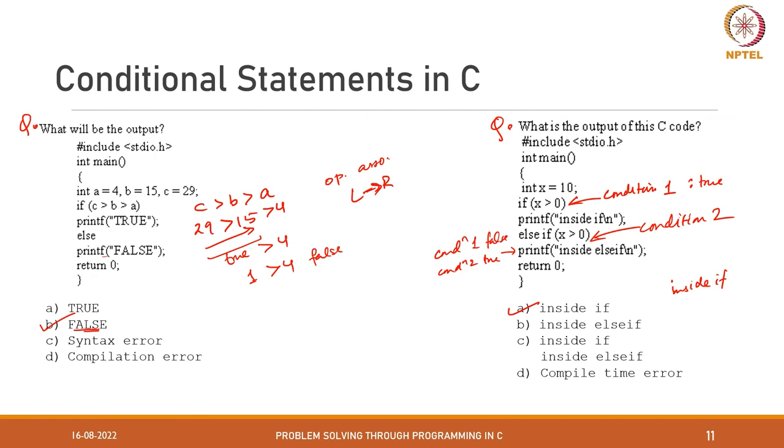Like I said, an else statement is not really required. You can just have an if, say I am writing some condition here and some block of statements here. It's not necessary that I will always have an else statement, and it's not mandatory to use an else statement. So it's fine, that is not a problem.